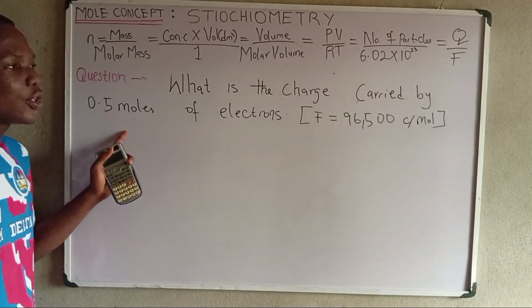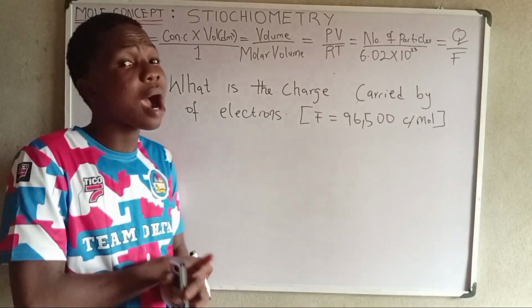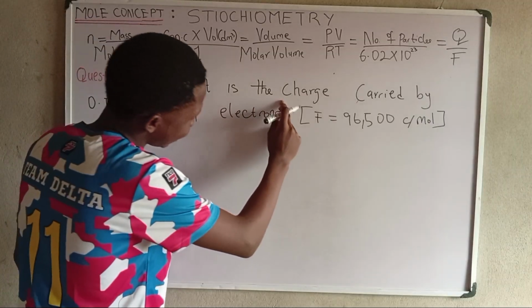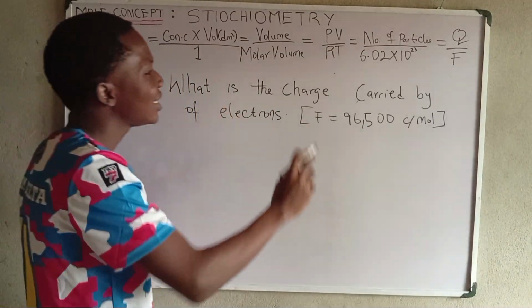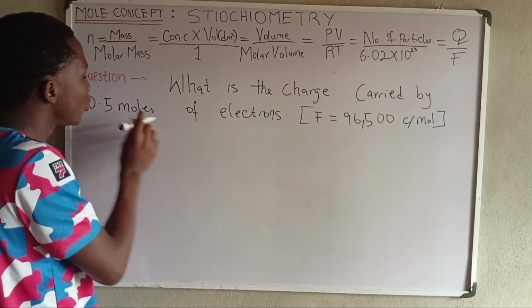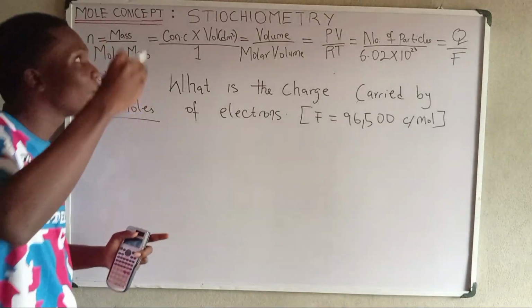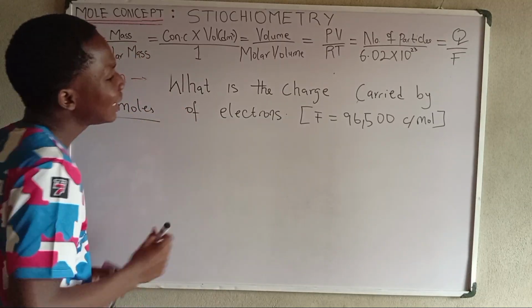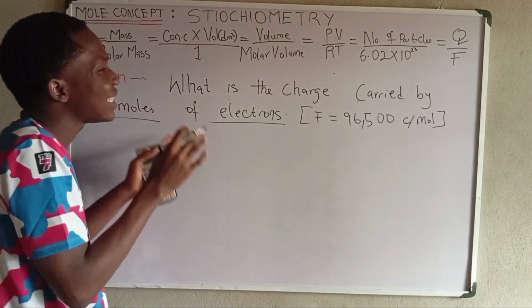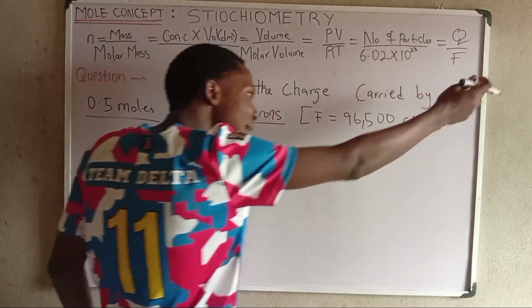If you see this question, it might not seem like a stoichiometry question, but that is how you need to pay attention and be careful. When you see what is the charge, first of all, you know it has to do with the quantity of charge carried by 0.5 moles. From this, you know it has to do with stoichiometry. I told you guys, the basis of stoichiometry is the number of moles. Now, when you see an electron, this is suspicious. Then you confirm that it has to do with the molar charge of an electron, which is F, also known as Faraday's constant.